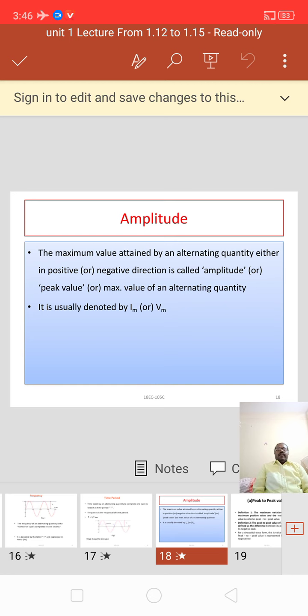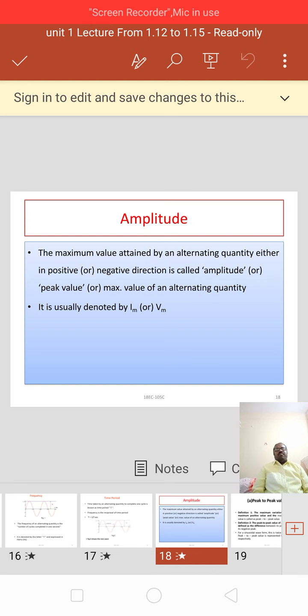Next, we learn about the concept of amplitude. The maximum value attained by an alternating quantity, either in the positive or negative direction, is called amplitude, or peak value, or maximum value of an alternating quantity.